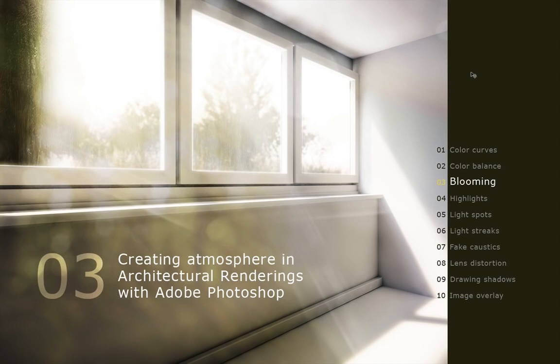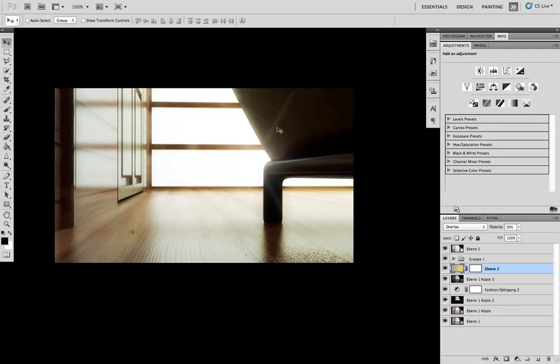Next step is blooming. Blooming kills those hard edges between dark and bright areas in your image. This really appears like light is going through your scene. If you look at all those edges, they are nicely blurred by a simple effect, and you can see the difference from here to there.